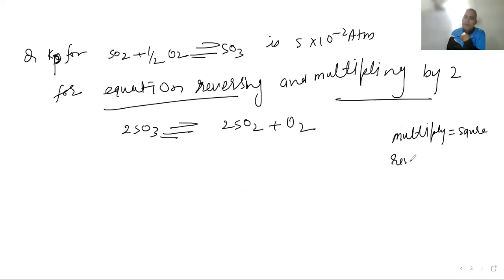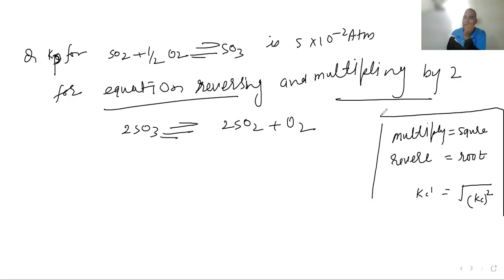Reverse, if you are reversing, it will take root. Okay, so what we can do here, divided with, so what will be there? Kc dash is equal to root, Kc power 2. This equation will form.